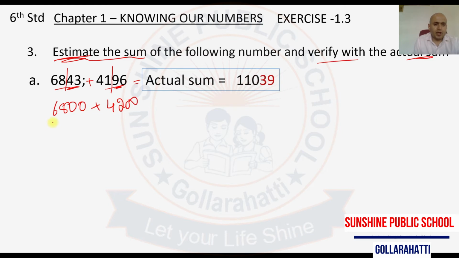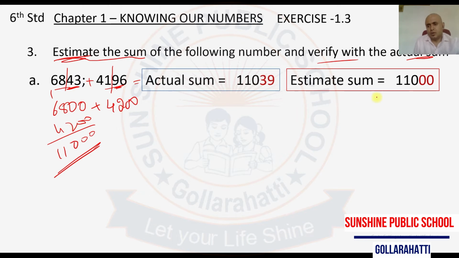4,200. So when you add 6,800 plus 4,200, 8 plus 2 is 10, and 6 plus 4 plus 1 is 11. So you will be getting 11,000 as an estimation. So here the estimated sum is equal to 11,000. Okay. Let us see the next problem.